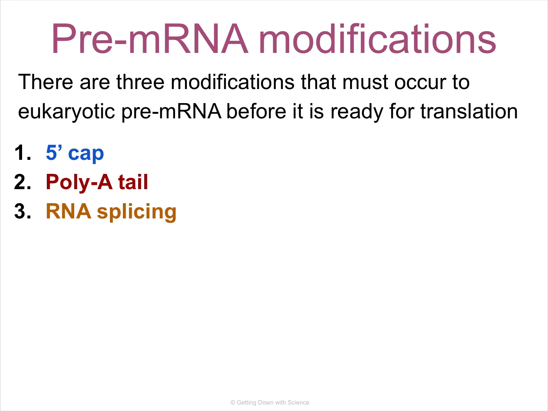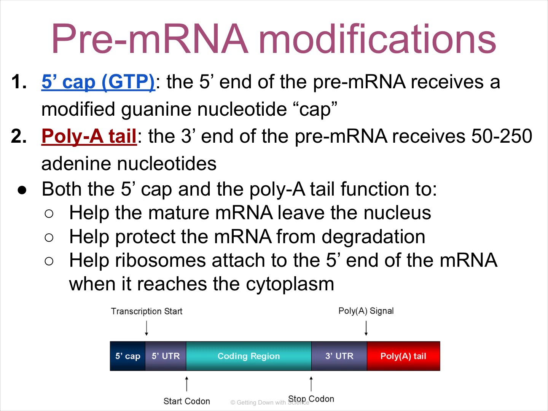If you're wondering what kind of modifications have to be made, there are really three that have to happen before the pre-mRNA is ready for translation. These are a 5' cap, a poly A tail, and then RNA splicing. We're going to go through each of these, so make sure you take notes as we go. So we have a 5' cap. Essentially at the end of the pre-mRNA, it needs a cap. It creates a sequence of modified guanine, so G, and it's going to put that on the 5' end of the mRNA.